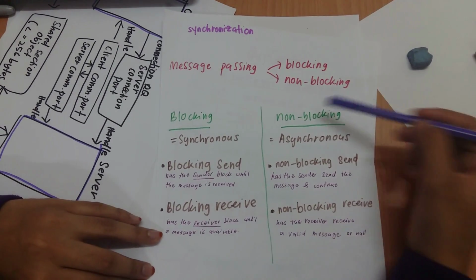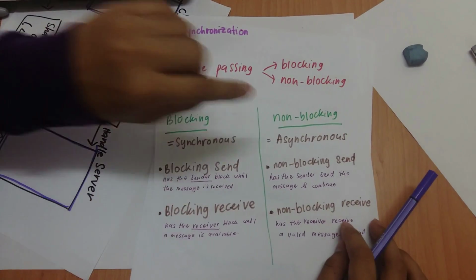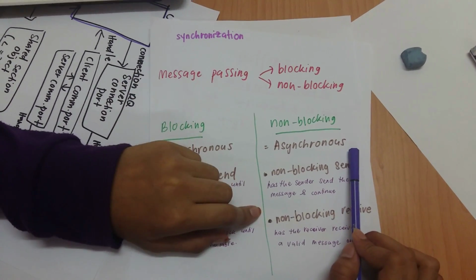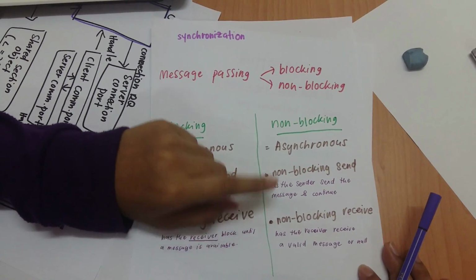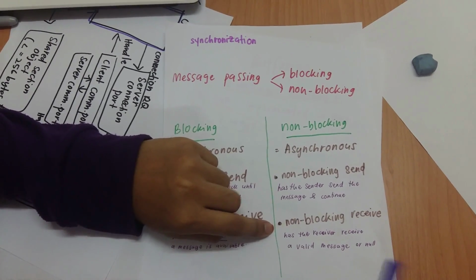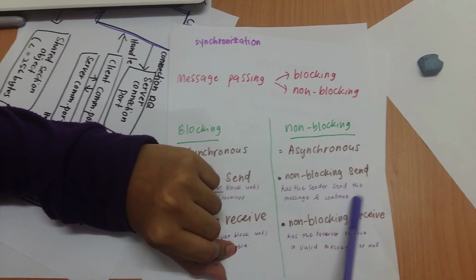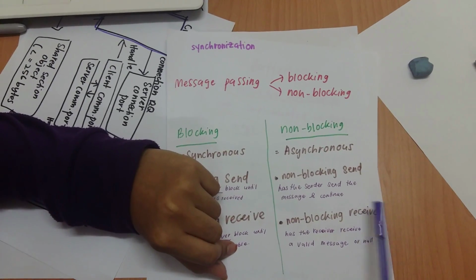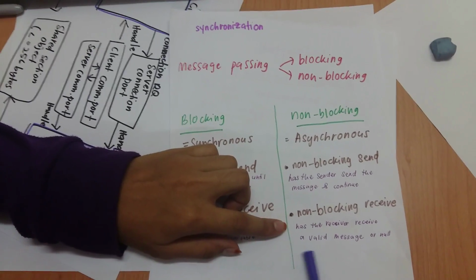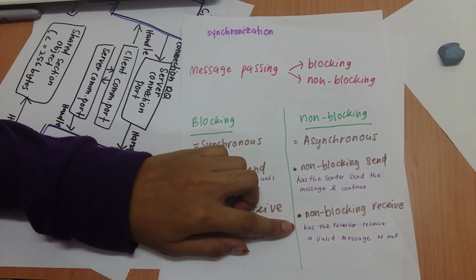Next is non-blocking. Non-blocking is considered asynchronous. There are two points under non-blocking, which are non-blocking send and non-blocking receive. Non-blocking send has the sender send the message and continue. Meanwhile, the non-blocking receive has the receiver receive either a valid message or null.